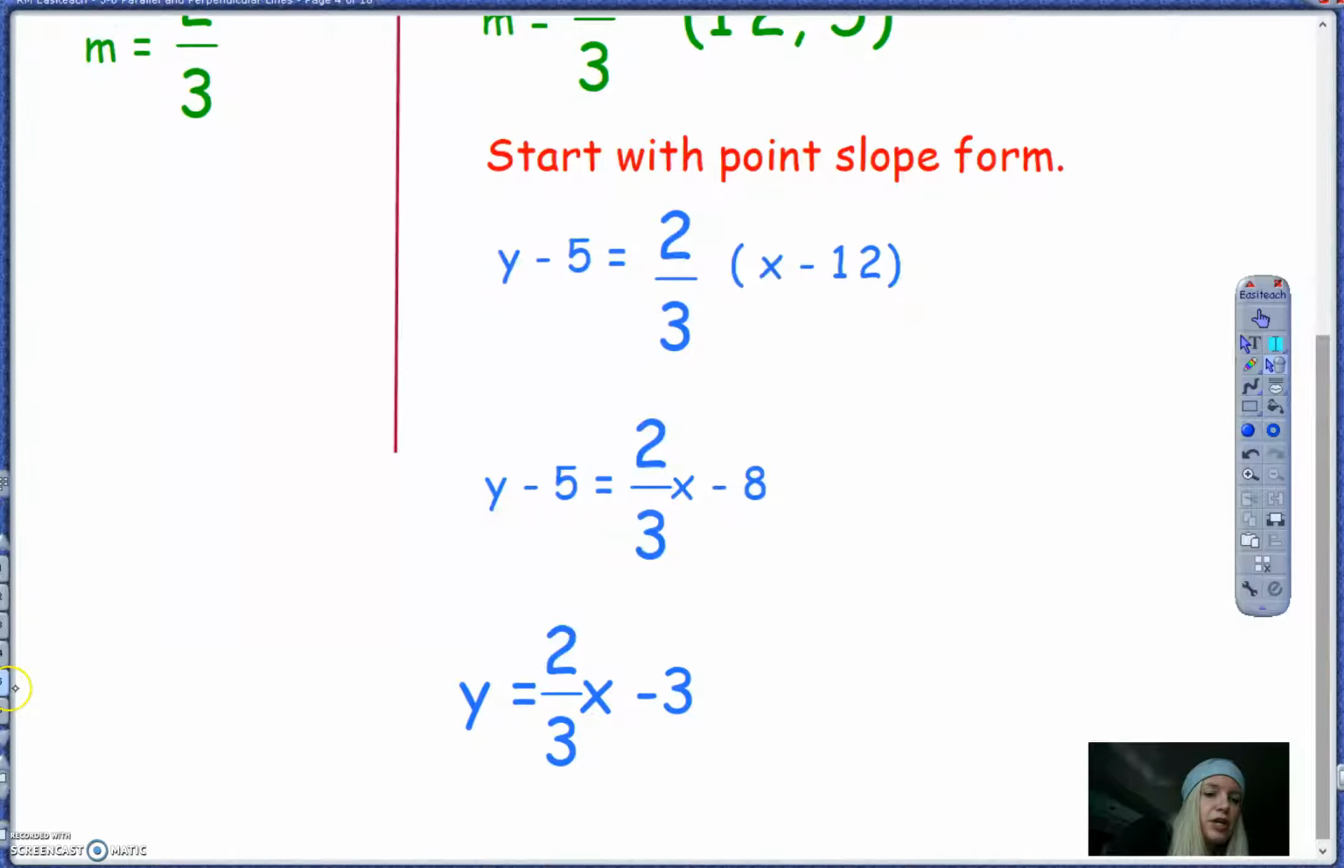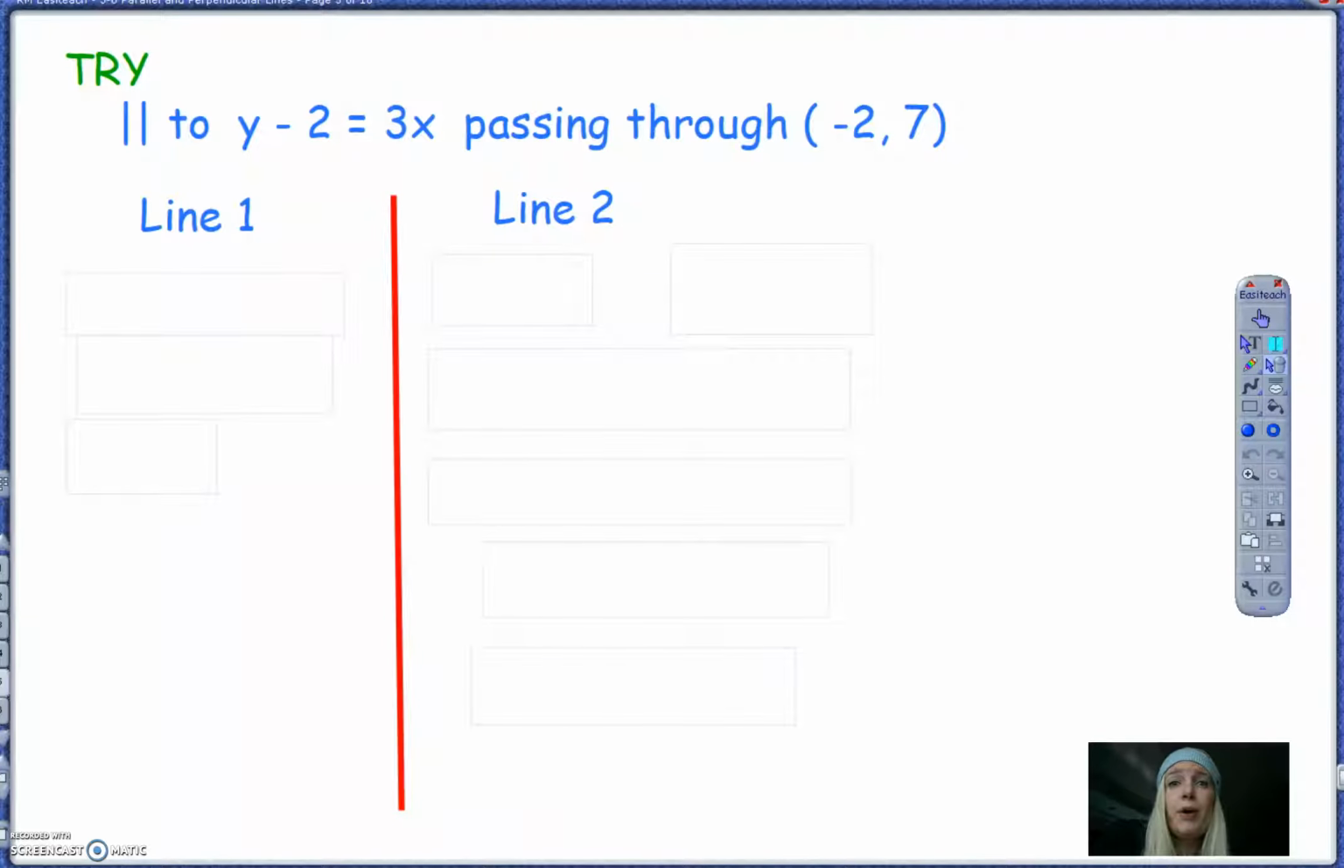Okay, so let's try another one. If you want, you can pause the video and try and do this one on your own. It does have a slight little difference from what the problem we just did.